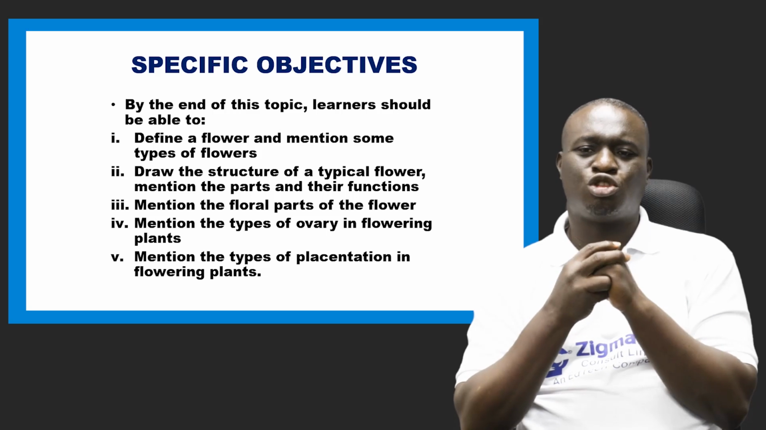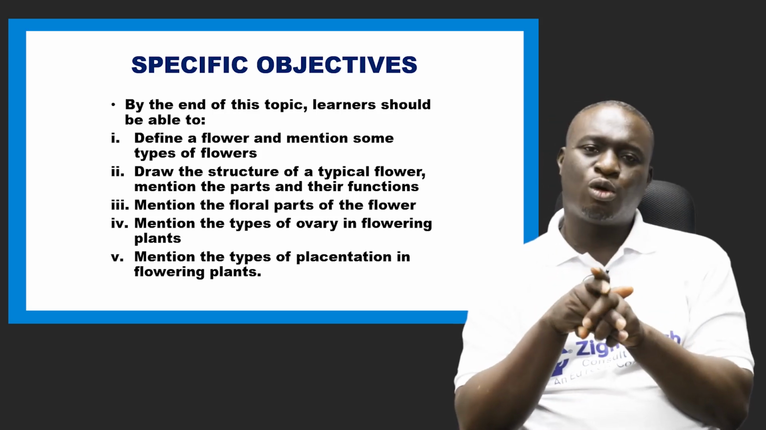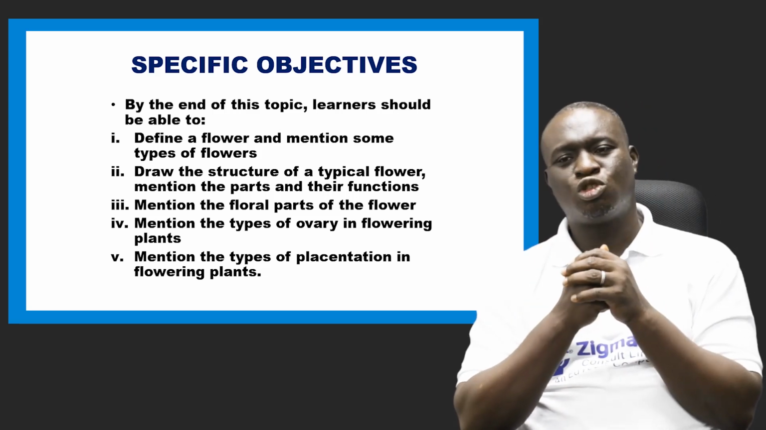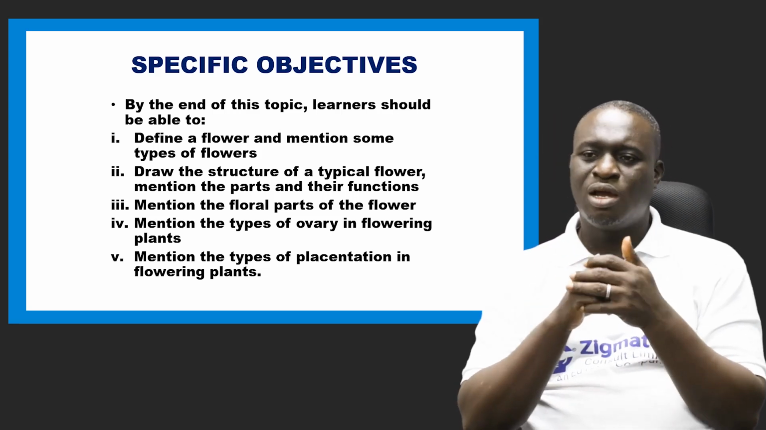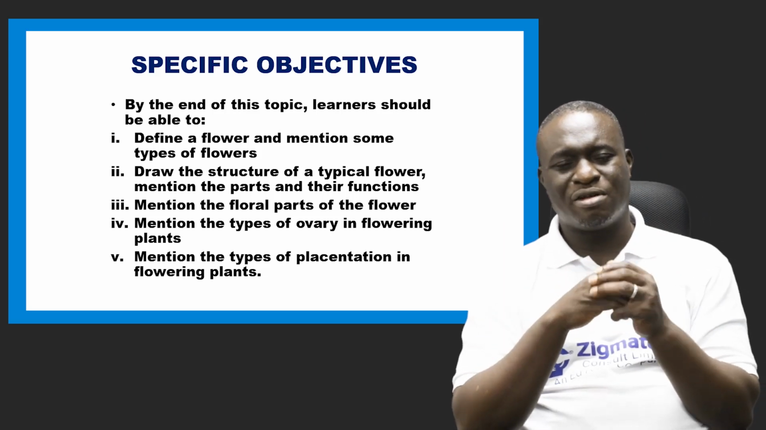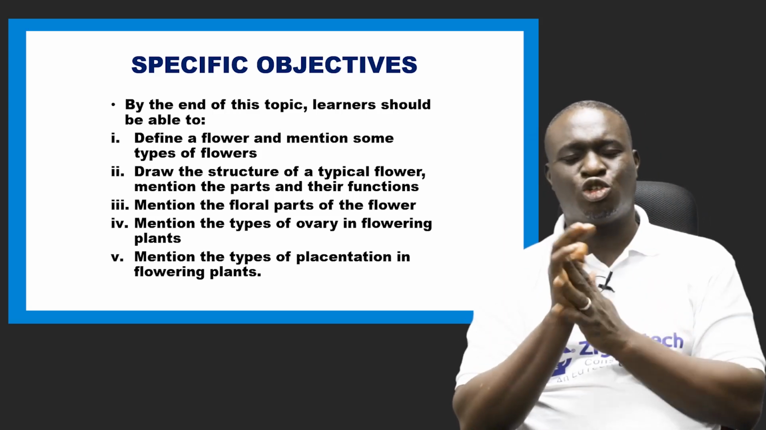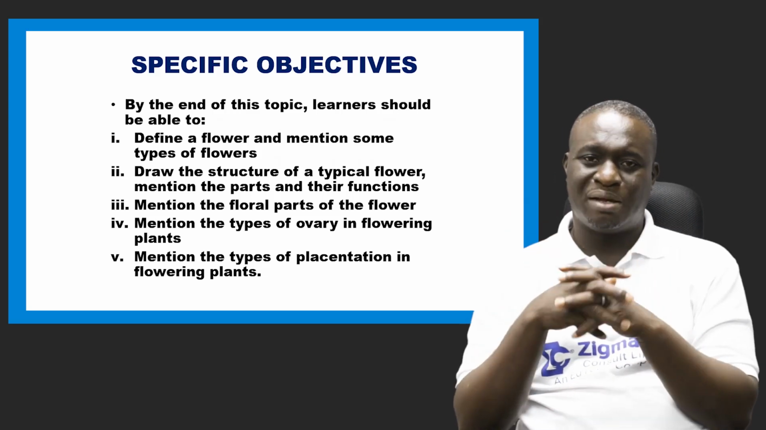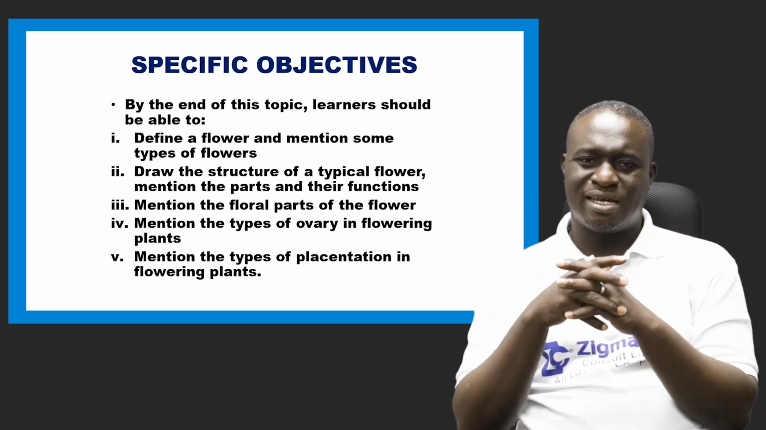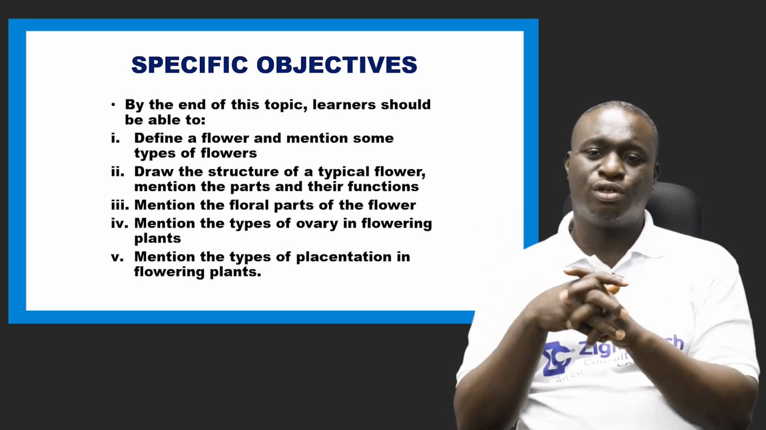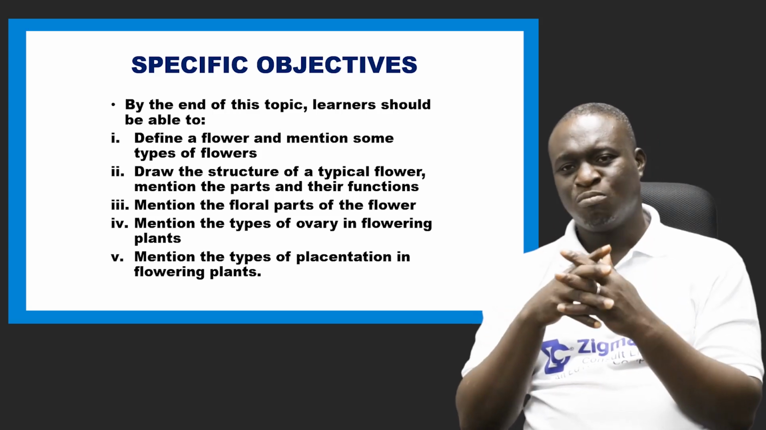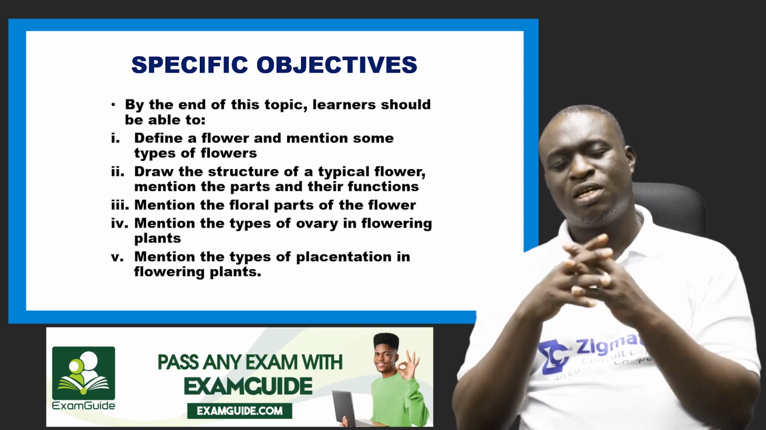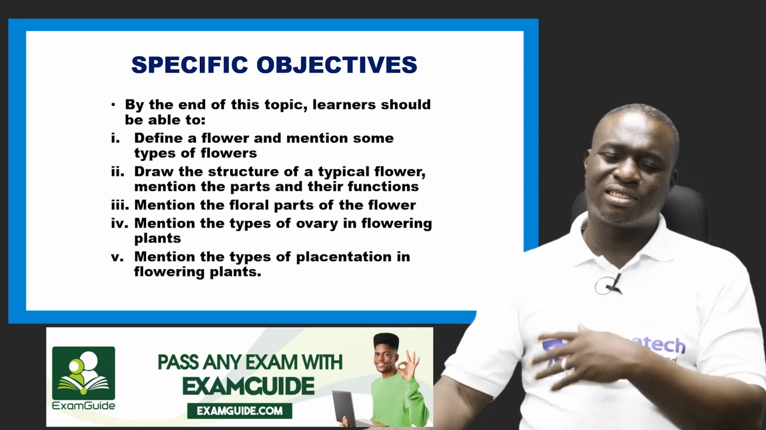Then number three, you should be able to mention the floral parts of a flower. And number four, you should be able to mention the types of ovaries. We have different types of ovary in flowering plants. And number five, you should be able to mention the types of placentation, and not just mention them, you should be able to identify them. So these are the areas you're expected to note by the end of this class.